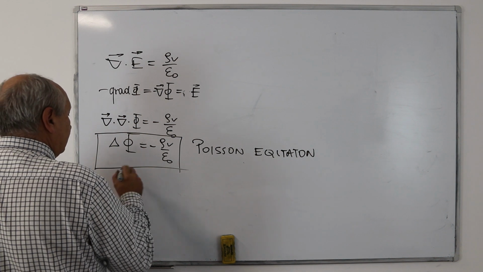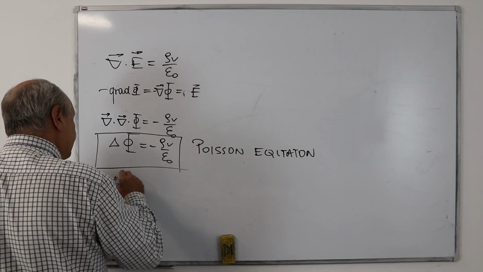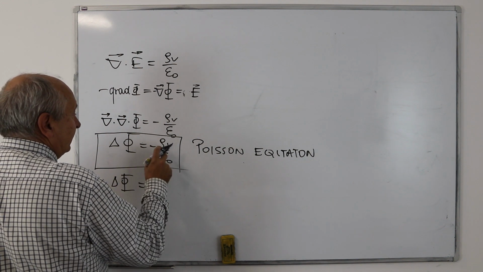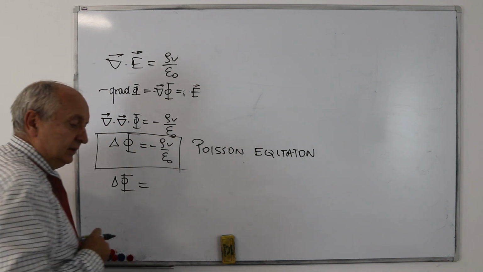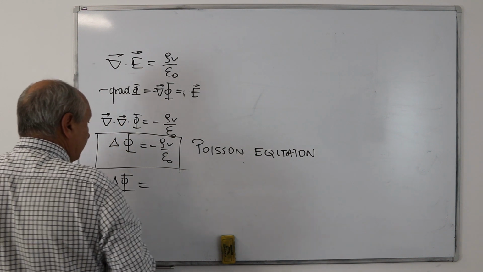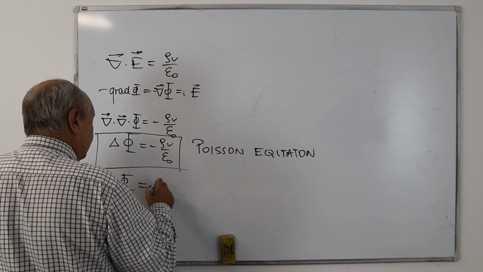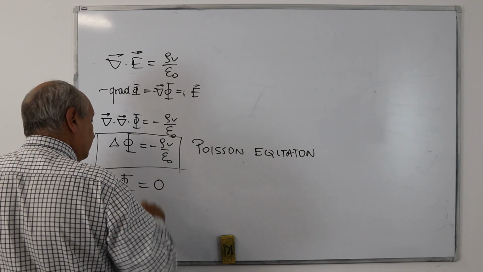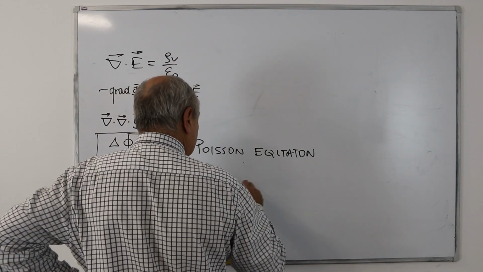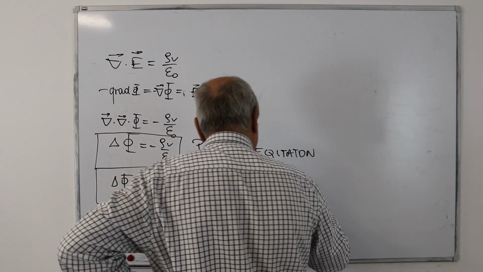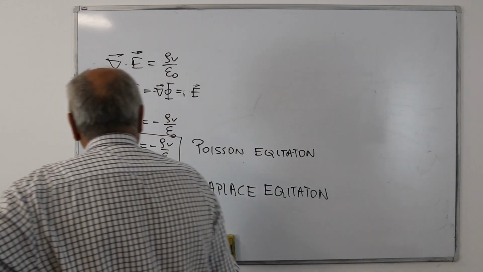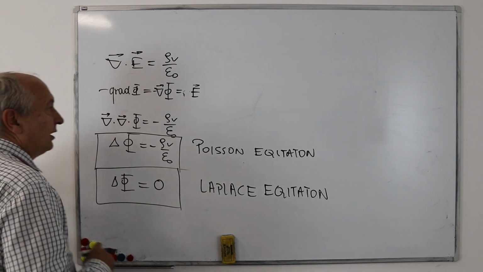A special case is the place where we don't have charge. This is for the place where we have charge, volume charge distribution. In the part where we don't have charge, of course, the right side is equal to 0. And this is called the Laplace equation. This operator, how it looks like.